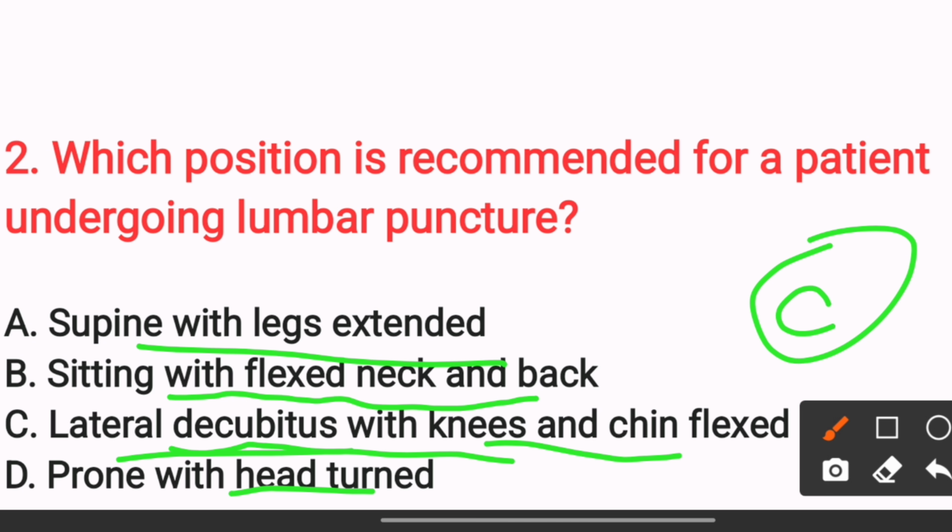position widens the intervertebral space, making the needle insertion easier and safer. So we use the lateral decubitus with the knees and the chin flexed.